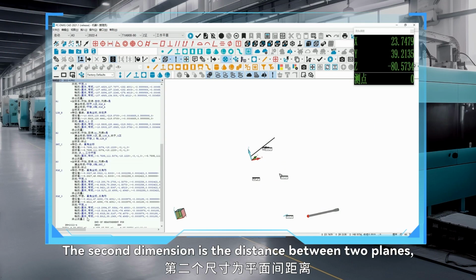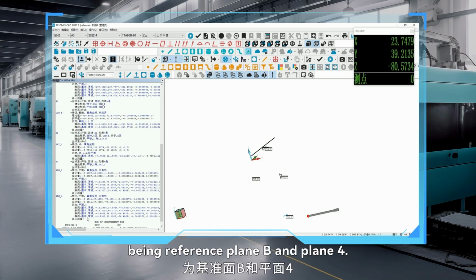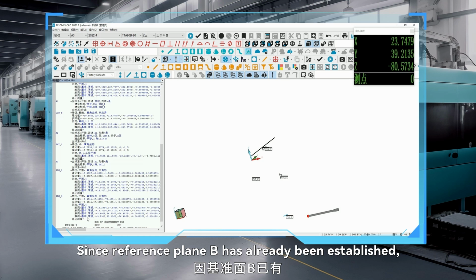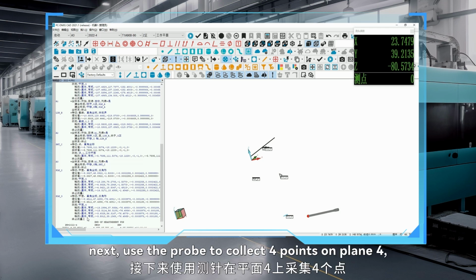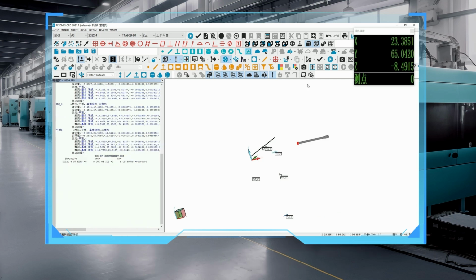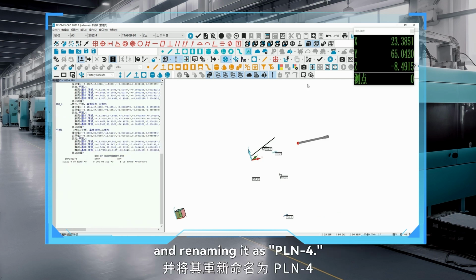The second dimension is the distance between two planes, with the associated features being reference plane B and plane 4. Since reference plane B has already been established, next, use the probe to collect 4 points on plane 4, generating a measurement command and renaming it as PLN4.